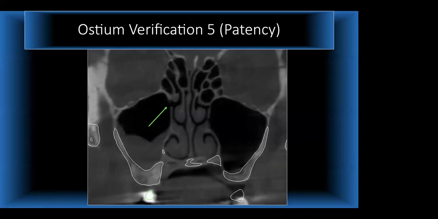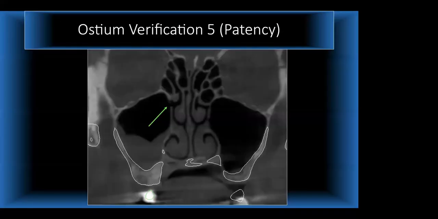If the ostium was not open, then they would go in endoscopically through the nose and clean that ostium or the ostiomeatal complex, which is the whole area of the ethmoid and the maxillary sinus in that area, and clean it out so it drains. So you have to remember it must drain all the time.